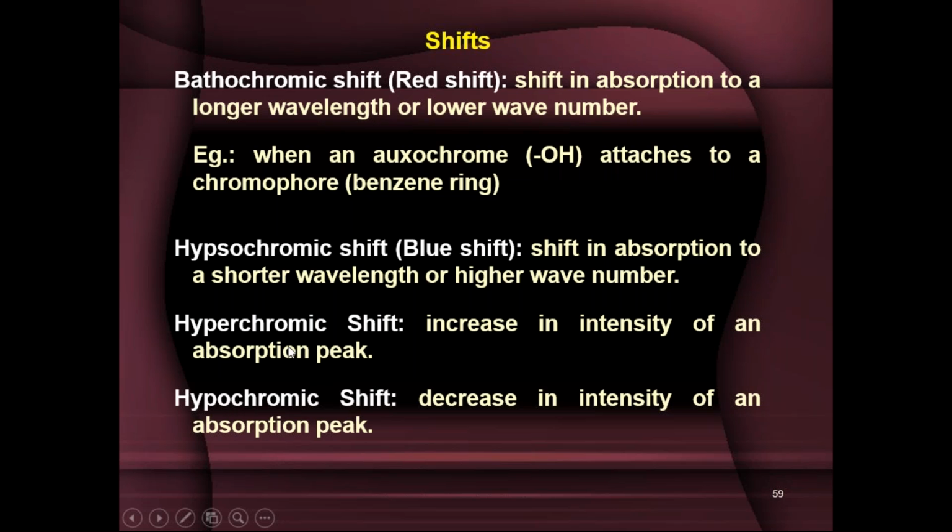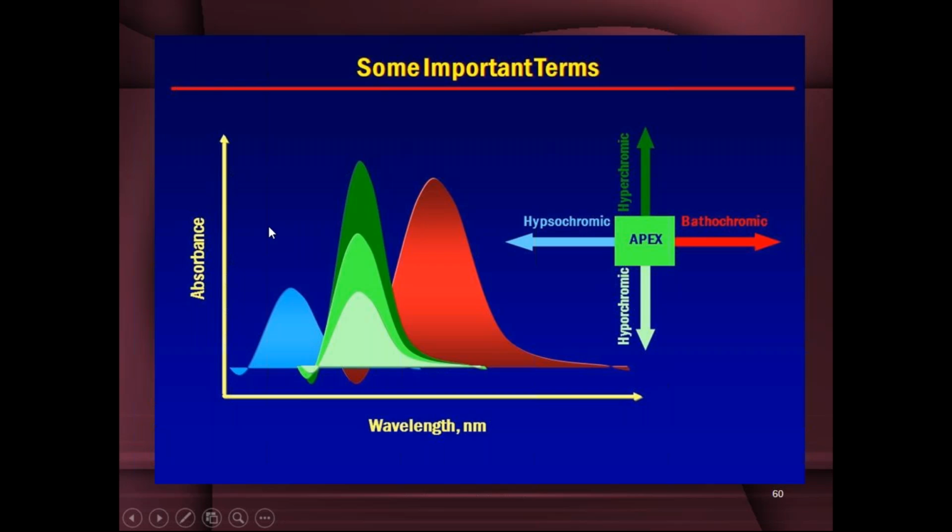Then you have another shift which is called the hyperchromic shift. This is an increase in intensity of an absorption band. And hypochromic shift indicates a decrease in intensity of an absorption peak. So with hyperchromic, you have the same absorption peak and it increases in height, and with hypochromic, it decreases in height. This will become more clear from this picture.